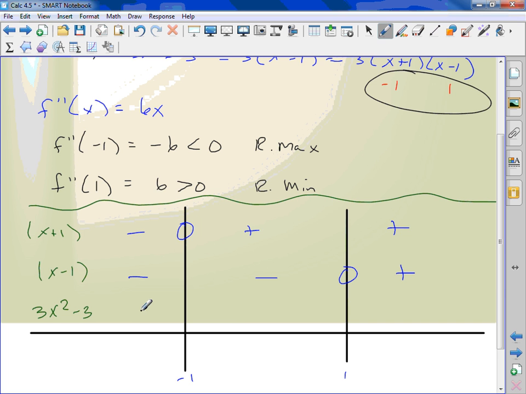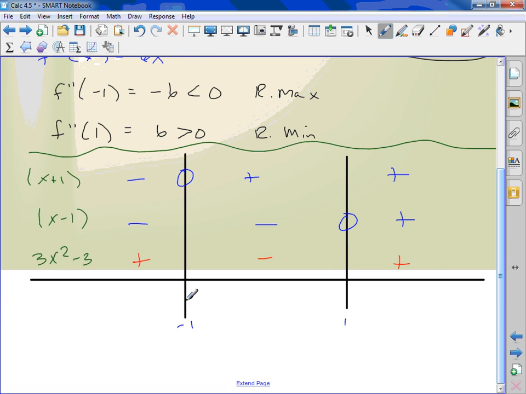Negative times negative gets me a positive. Positive times a negative gets me a negative. Positive times positive gets me a positive. Goes up, goes down, goes up. -1 is a relative max. Same thing as up here. 1 is a relative min. Same as up here. If you substitute your zeros into the second derivative, if it's less than 0, it's a max. If it's greater than 0, it's a min.